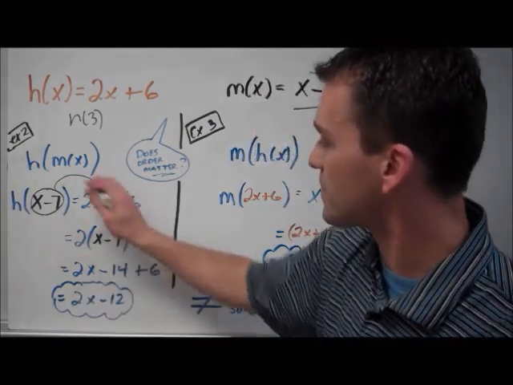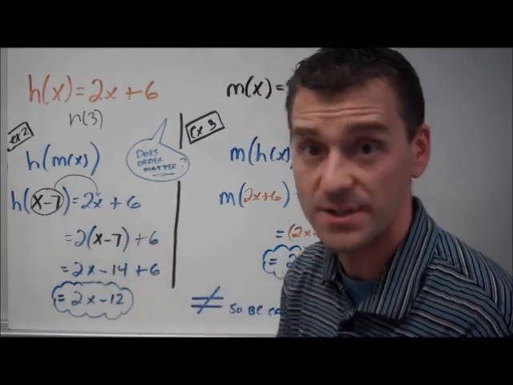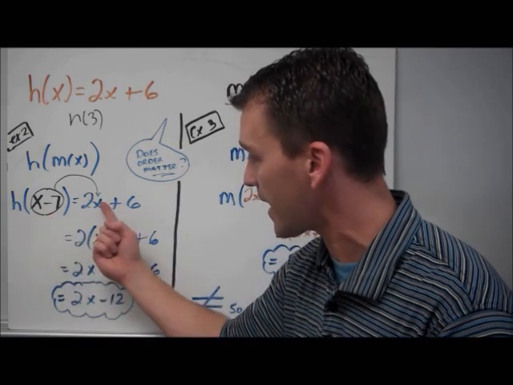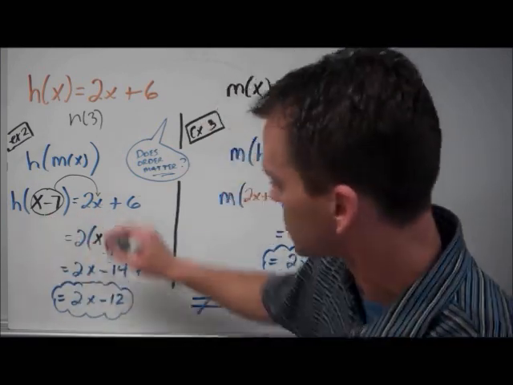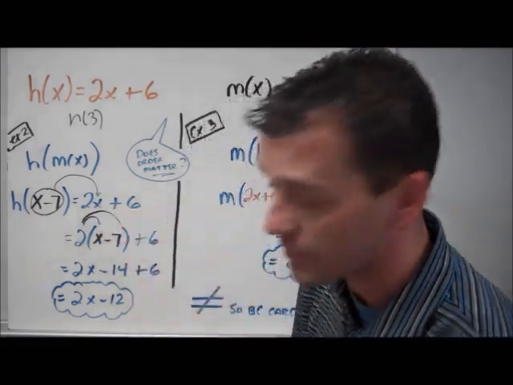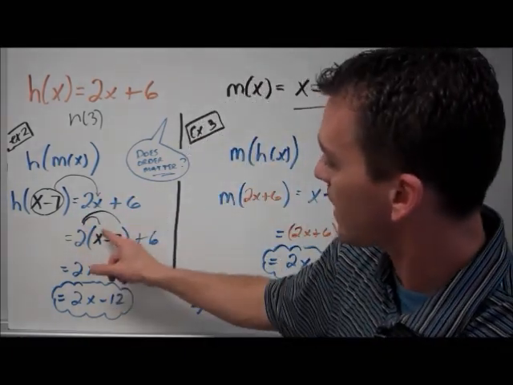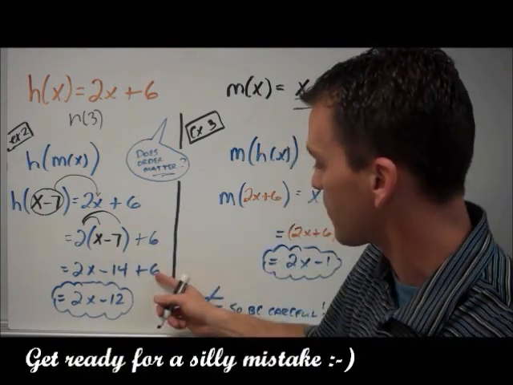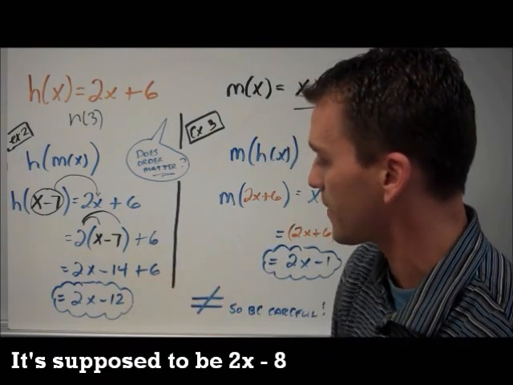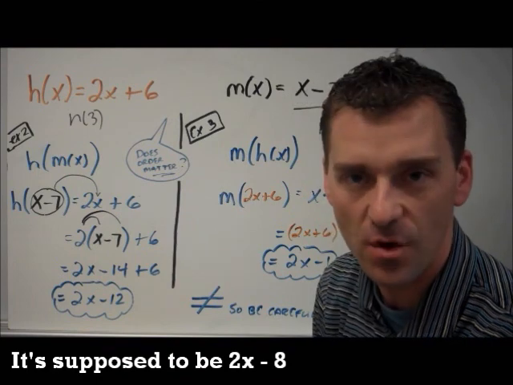As soon as I substitute that in there, notice I put parentheses around it. That's important. I'm only putting this in for the x, so it's 2 times that whole thing. Then I just must distribute. So I get 2x, and I get minus 14. Then I combine my like terms, and I get 2x minus 12. Sweet.